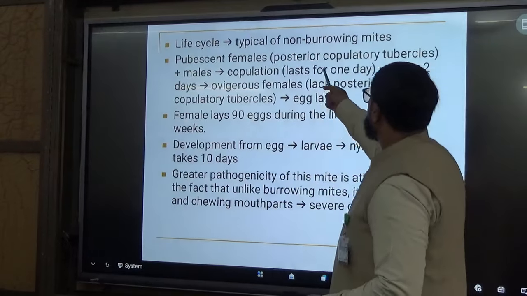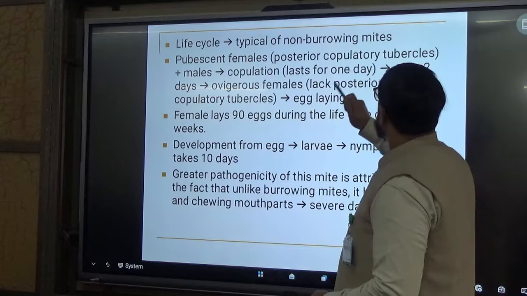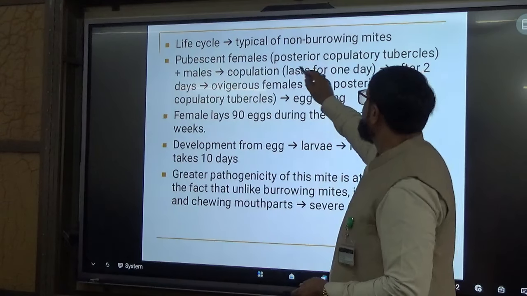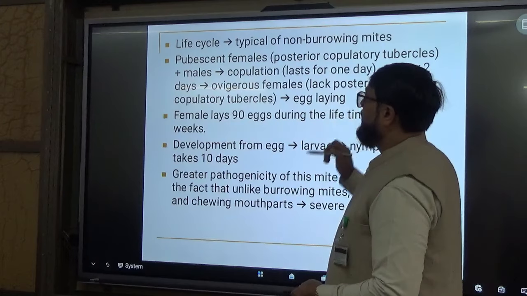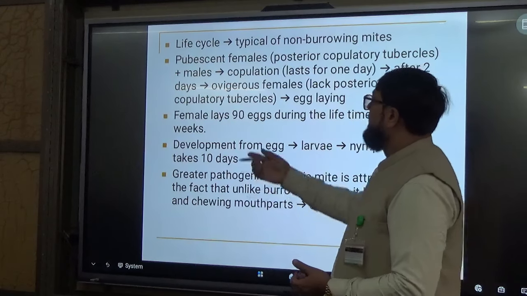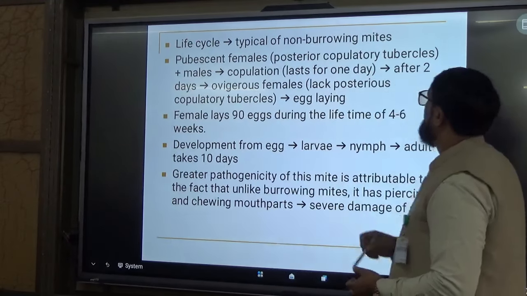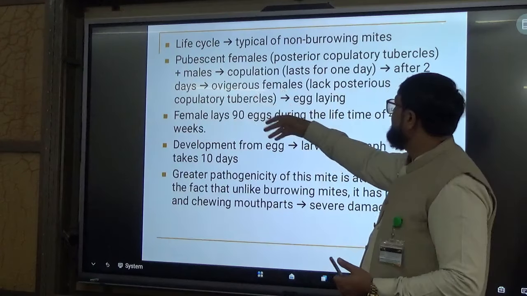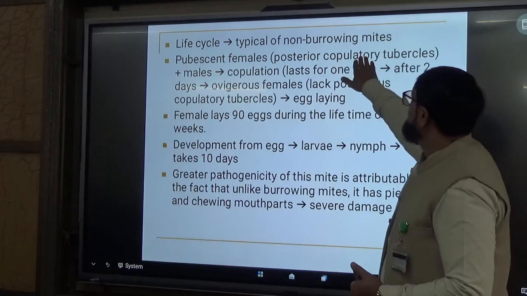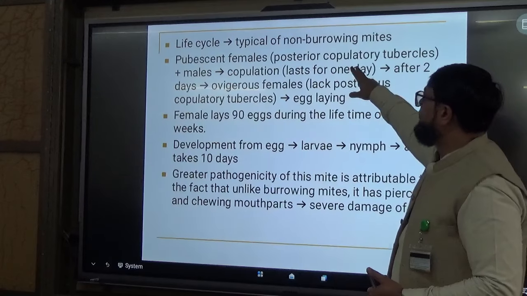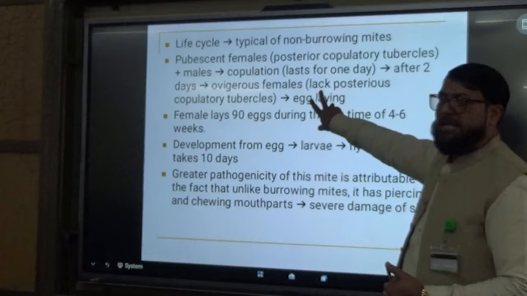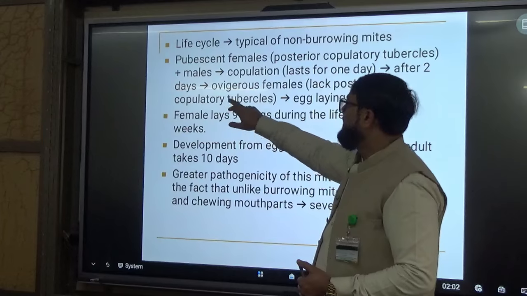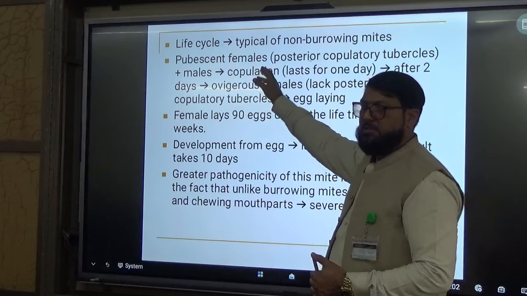Pubescent females have posterior copulatory tubercles. In males, these tubercles actually help the females for copulation with males, which lasts for 1 day, and after 2 days, ovigerous females, which are ready to lay eggs now, lack those tubercles. This presence and absence of tubercles is an indicator of whether the female mites are in the pubescent stage or have already mated and laid eggs. This is also one sign of that.